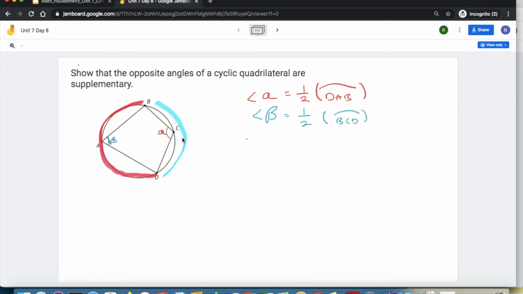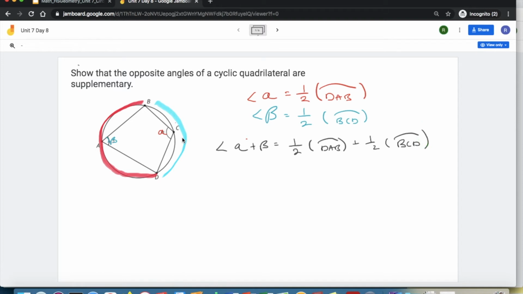From here, we should notice that the red arc and the blue arc make up a circle, and those arcs are going to add up to 360 degrees. So let's see how we can manipulate this to use that fact. If I add angle alpha plus angle beta, that gives me 1/2 arc DAB plus 1/2 arc BCD.